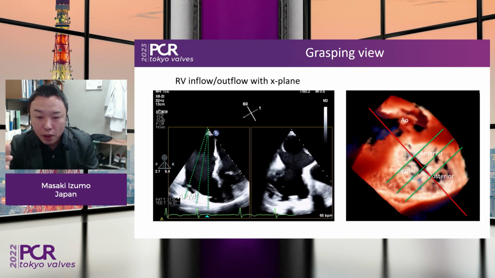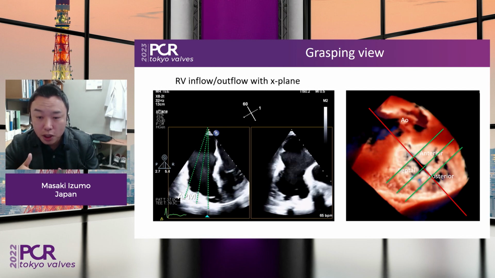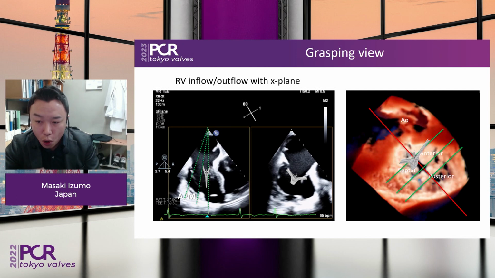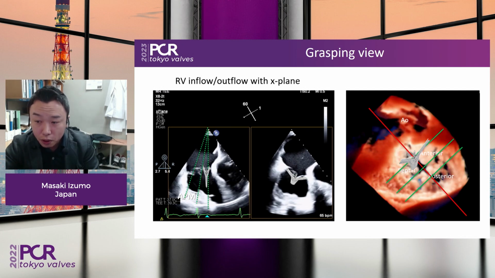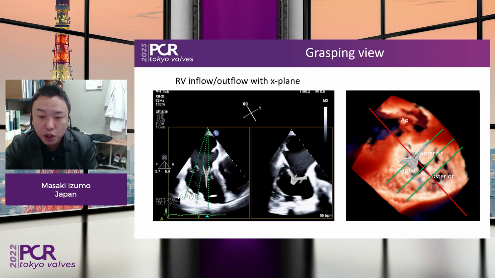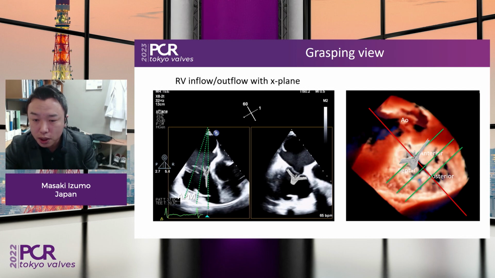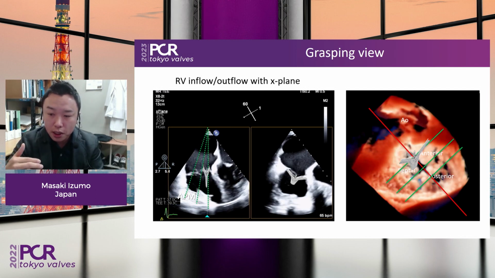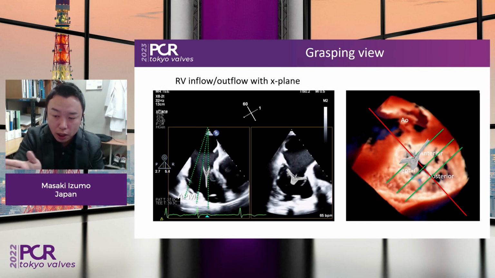The RV inflow-outflow view with X-plane images is one of the most important images to guide the catheter. We can get the RV inflow-outflow and the long axis image simultaneously to guide the position of the catheter. RV inflow-outflow images show the anterior and posterior leaflet side, while the long axis images show the septolateral side.